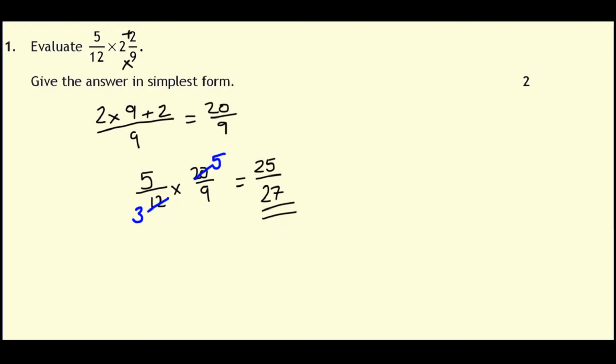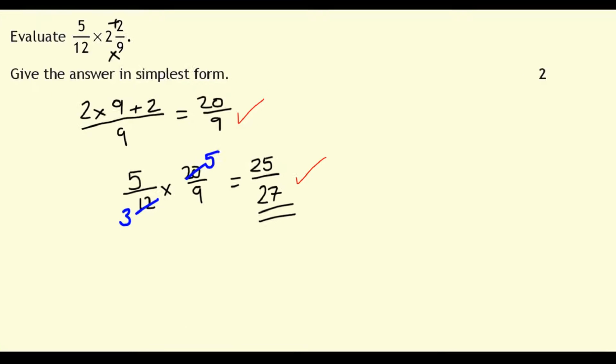Regarding the marks, you would get 1 of the 2 marks for getting the 20 over 9, the mixed number converted properly, and a final mark for a fully simplified 25 over 27.